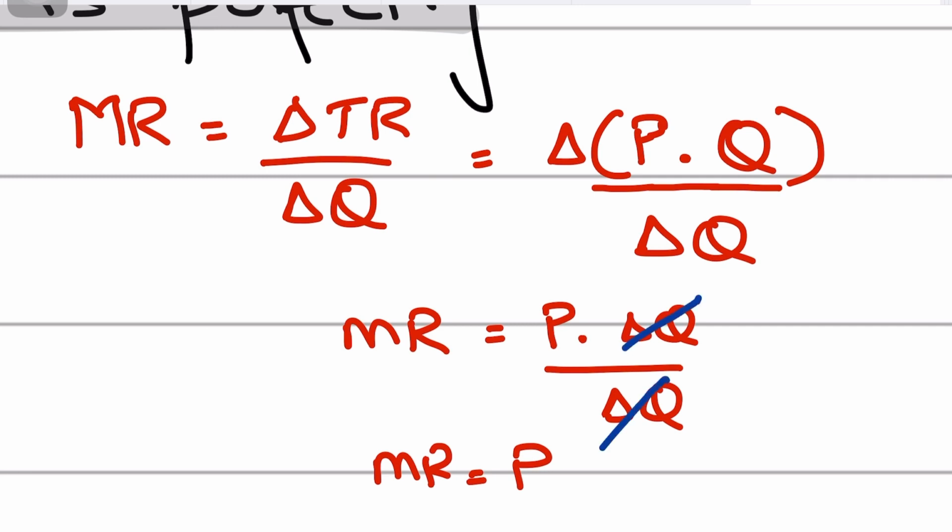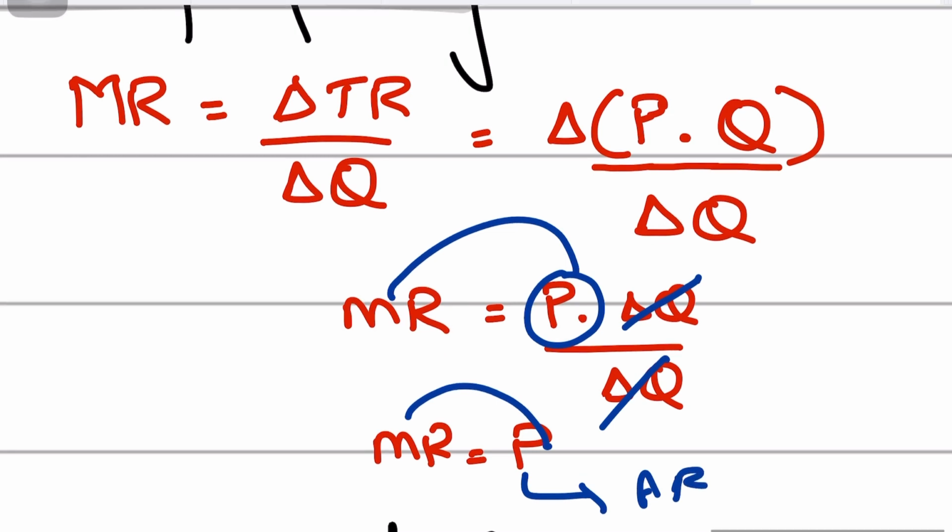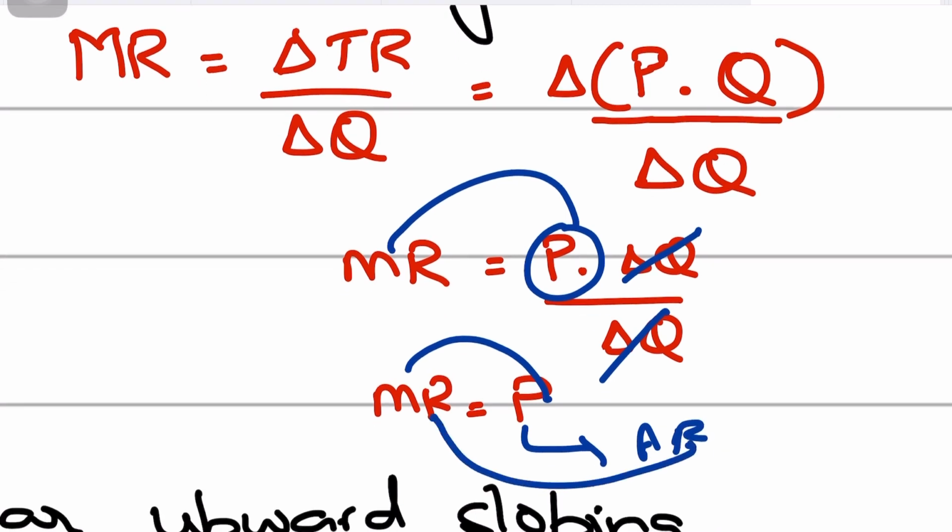Mathematically, it's known as delta. So delta Q divided by delta Q gets cancelled, and you are only left with P. So if you're only left with P, technically MR equals P then. MR equals P. And if P equals AR, then MR equals AR as well. So we have proved this.